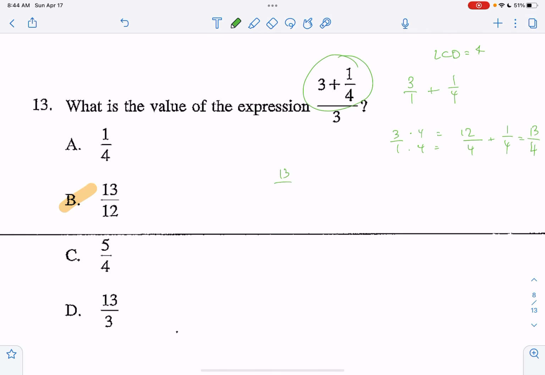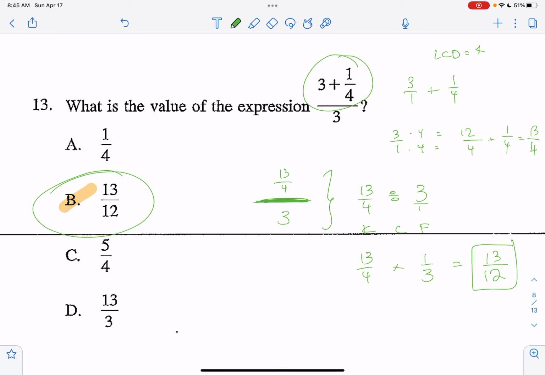So this will be 13 over 4, and you are dividing by 3. You can rewrite this as 13 over 4 divided by 3, and you have to do keep, change, flip. So you have 13 over 4 times 1/3. Remember, this 3 has a denominator of 1, so this will be 13 over 12. That's choice B.